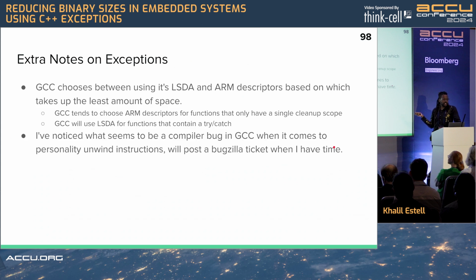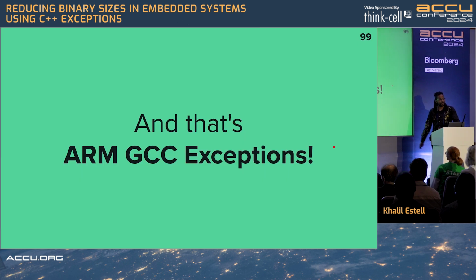Extra notes would be GCC chooses between LSDA and the ARM ABI if one of them is smaller. And I've also noticed bugs in how it does unwind information. I need to submit a bug report at some point, or a ticket, but I just haven't gotten to that point. So yeah, that's exceptions.